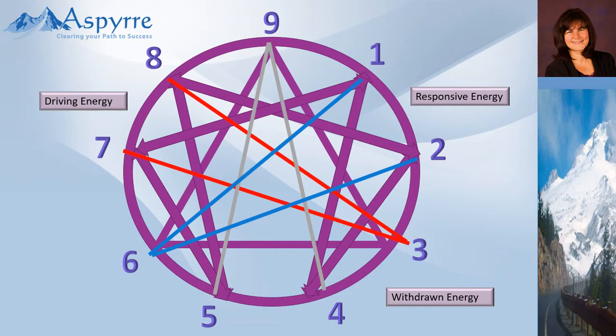The 4, 5, and 9 have what we call withdrawn energy. And what that means is they withdraw into themselves. It doesn't mean necessarily that they're all introverted, but it does mean that they tend to withdraw into themselves for energy, so they get more inner energy. So they're closer to introversion in some cases.